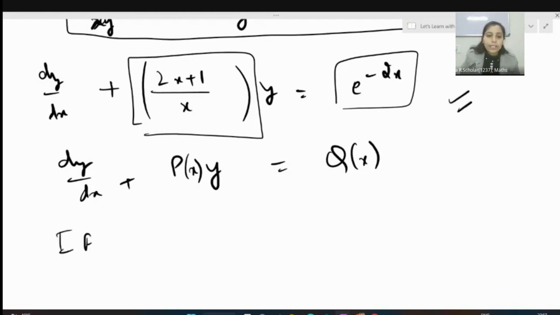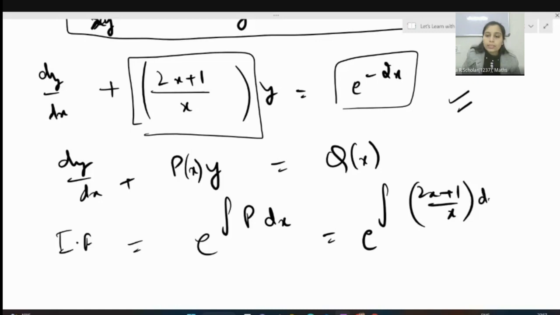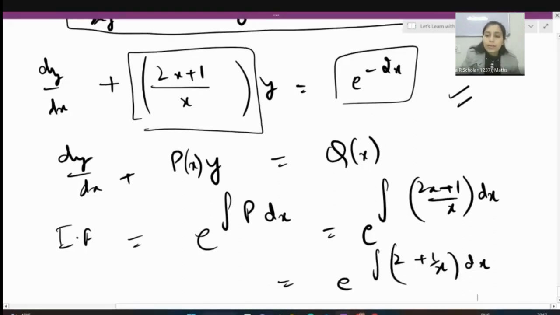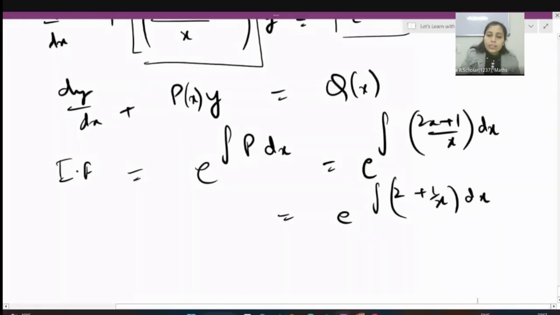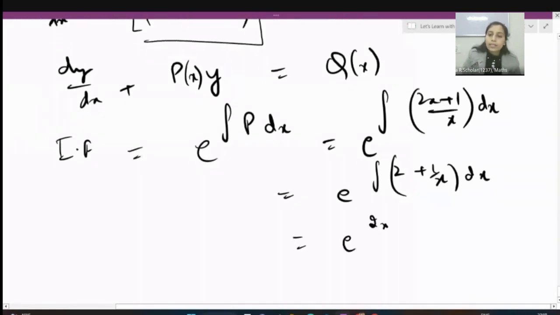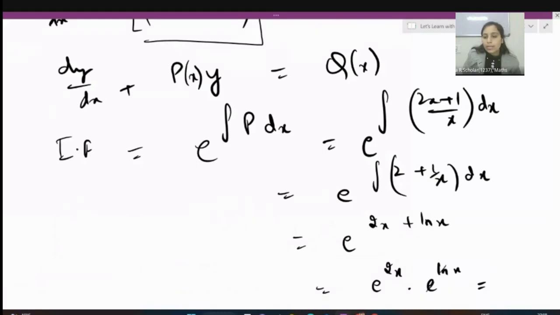So from here, the integrating factor will be equal to e raised to power integral of P dx. So P is (2x plus 1)/x dx. This is the required integrating factor. Just integrate this, 2 plus 1/x dx. Integration of 2 is 2x and integration of 1/x is log x. So we have e raised to power log x, where e and log cancel, and we get x into e raised to power 2x. So this is the required integrating factor.